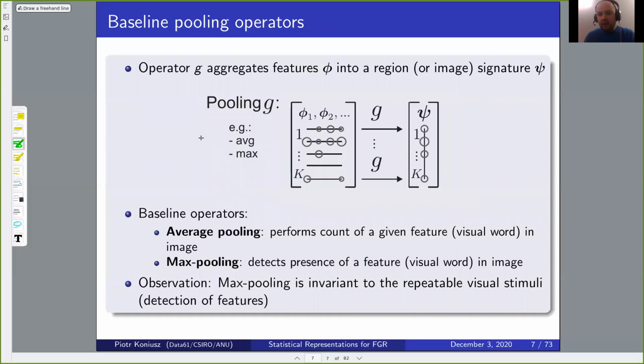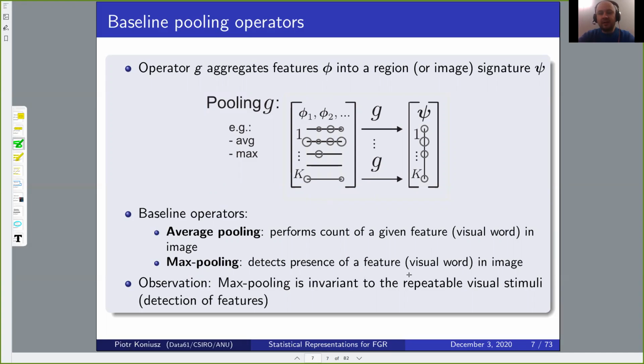Most practitioners in computer vision are familiar with average and maximum pooling. The difference being that average pooling performs the count of a given visual feature across some region. It is a normalized count, of course, and maximum pooling detects the presence or absence of a given visual word or some stimuli that responds to a CNN filter. So the observation is that maximum pooling is invariant to repeatable visual stimuli.